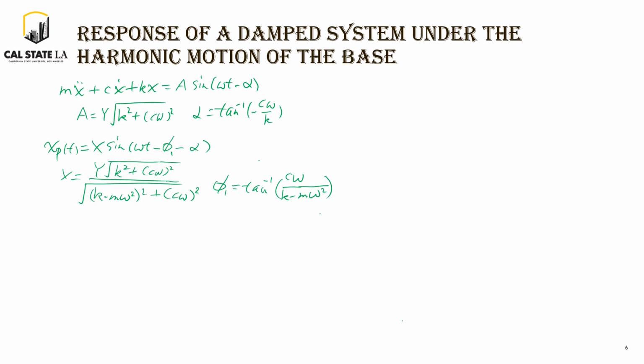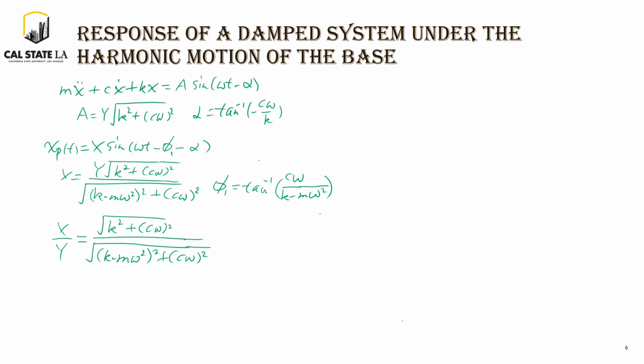Then next we want to know what the amplitude ratio is. The amplitude ratio will be defined as capital X over the amplitude of the input, Y. So X over Y will give us the square root of k squared plus c omega squared over k minus m omega squared squared plus c omega squared, right?